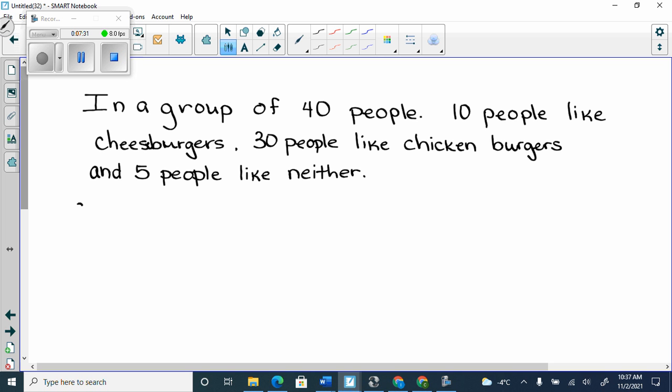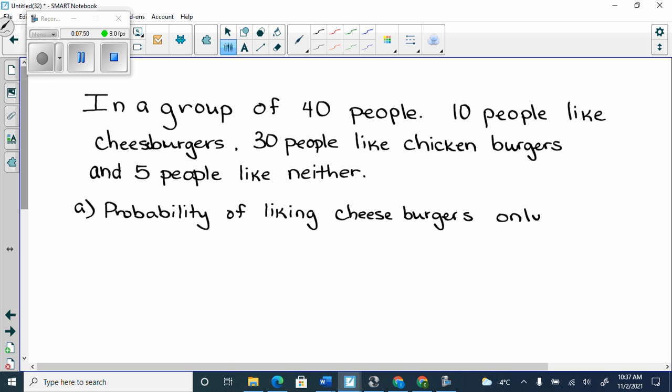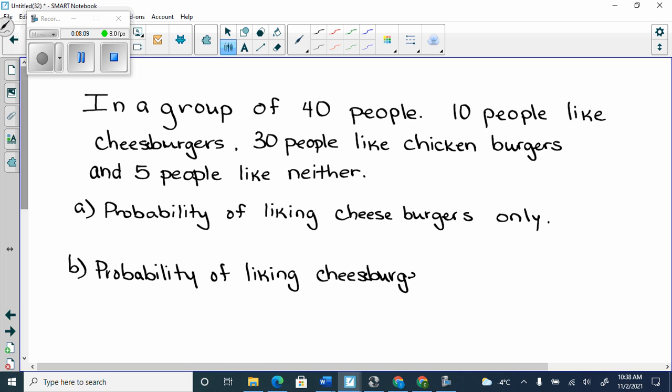Now, A, the probability of liking cheeseburgers only.